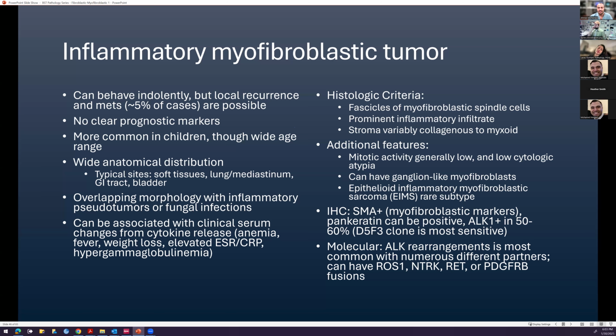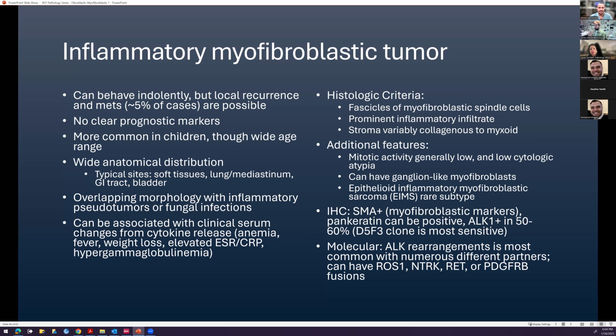Okay, and then here's this rare subtype that I mentioned before. It's called epithelioid inflammatory myofibroblastic sarcoma, a very rare subtype, usually in younger patients, that has much more epithelioid morphology and is more high grade. It generally behaves worse. But they have a very particular thing. One, they tend to have more neutrophils usually, but does anyone know what the staining pattern is?